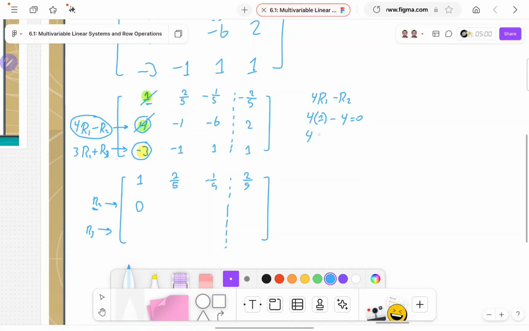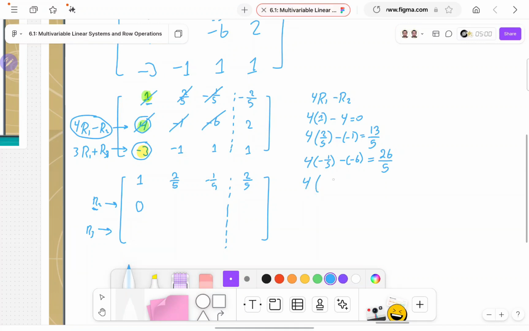Now we're finished with this. 4 times row 1 is 2 over 5, minus 1, so the answer will be 13 over 5. Now 4 times row 1, -1 over 5, minus row 2, -6. So the answer will be 26 over 5. We are finished now with this and this. Now let's go to the last.